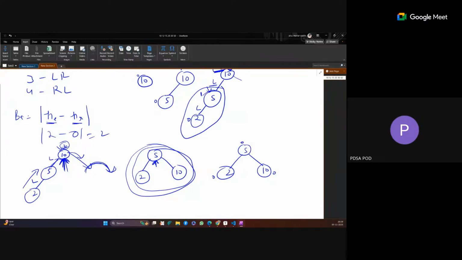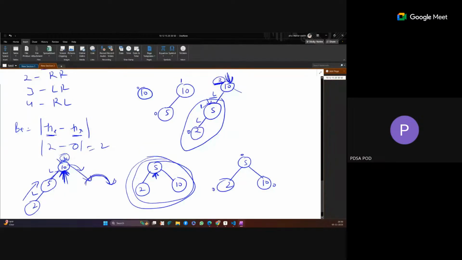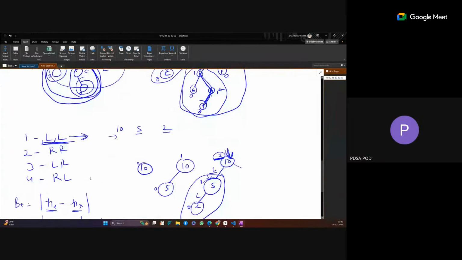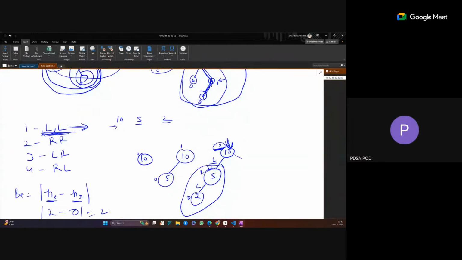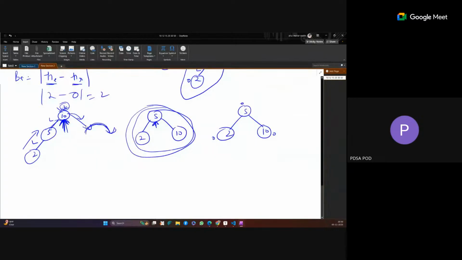You will get this situation when you work on a bigger example. I am discussing all the possible situations which will come with this balance factor mismatch. So this is the LL situation. I hope this is clear. When you get this LL situation, you apply this type of rotation, one clockwise rotation.